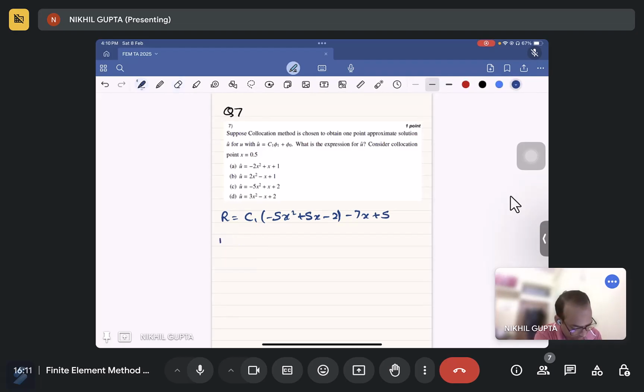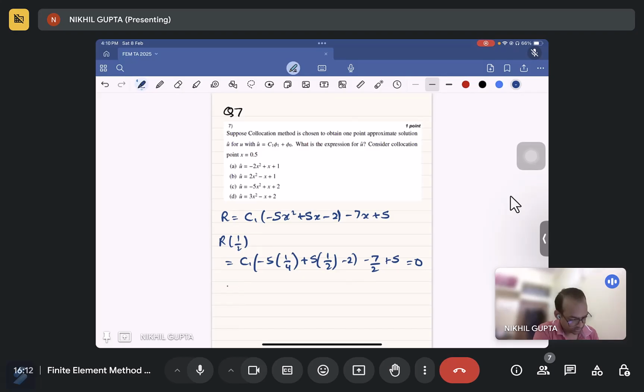So let's see what we get. We'll get C1 minus 5 times 1 by 4 plus 5 times 1 by 2 minus 2, then minus 7 by 2 plus 5. So the residual at collocation should be equal to 0.